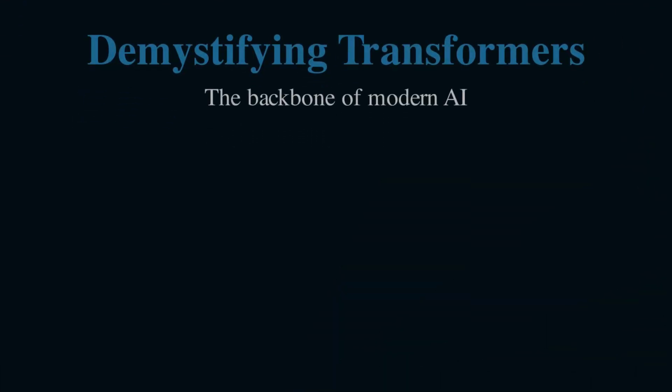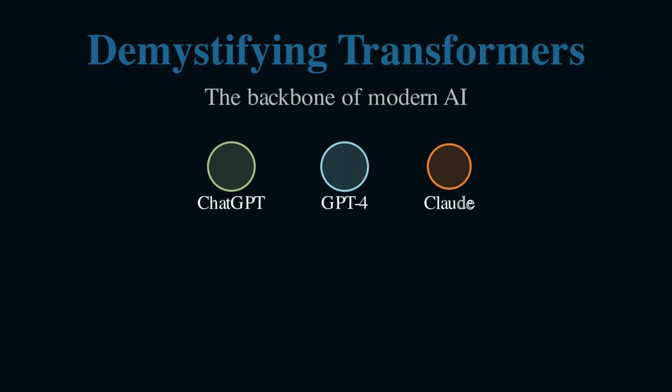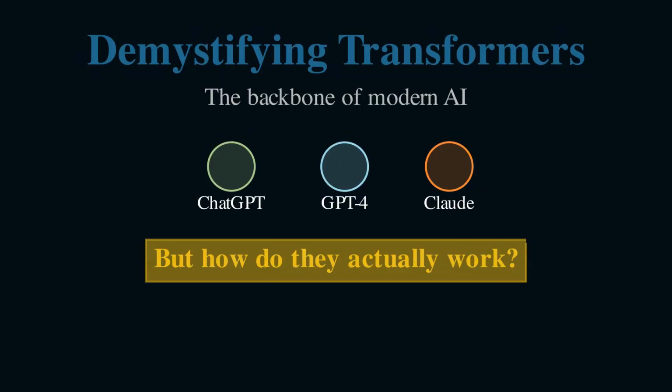Transformers are the backbone of some of the most groundbreaking AI breakthroughs in recent years. From ChatGPT to GPT-4 to Claude, these models power the AI tools we use every day. But how do they actually work? Let's demystify the magic behind these powerful language models.